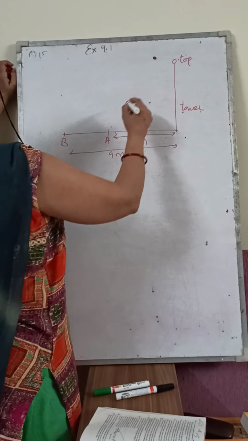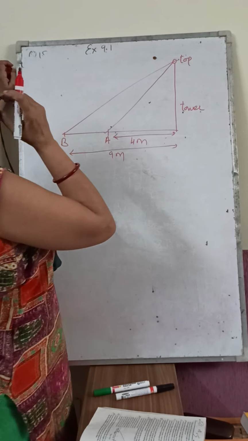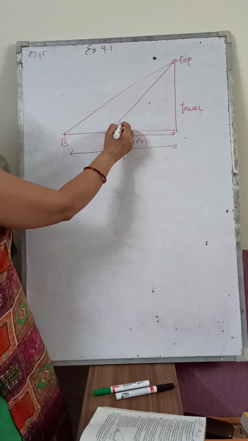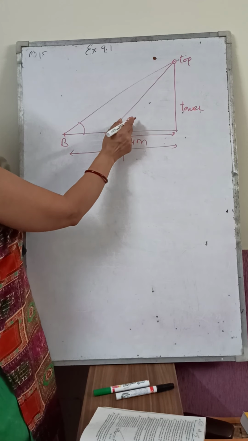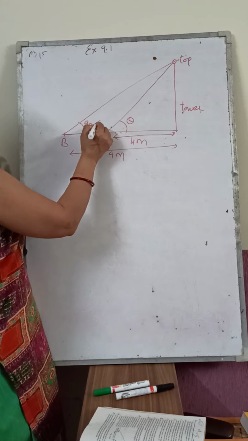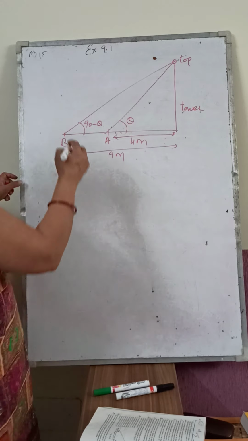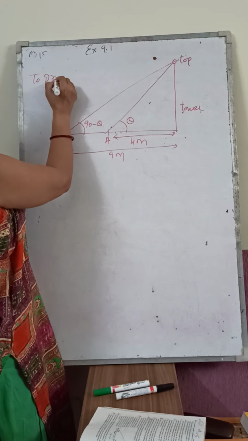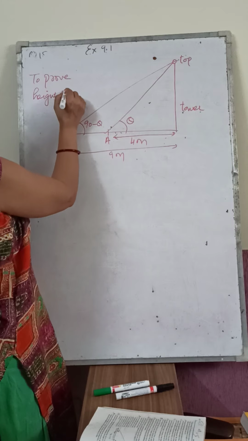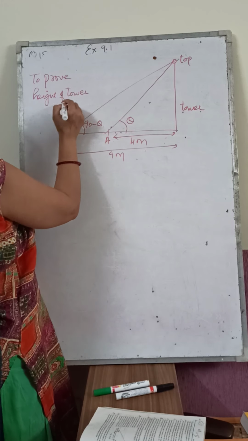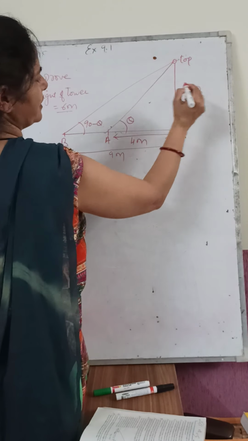And the angles of elevation made at these 2 points are complementary. If this angle is theta, its complement will be 90 minus theta. You have to prove that height of tower is 6 meters. You have to find height of the tower.